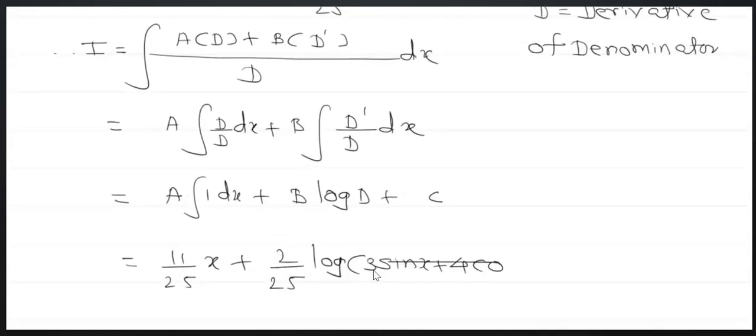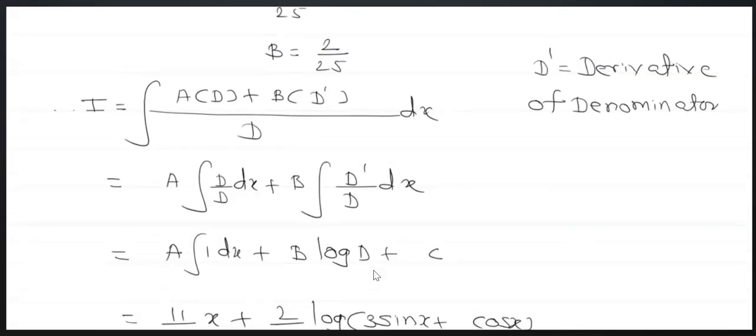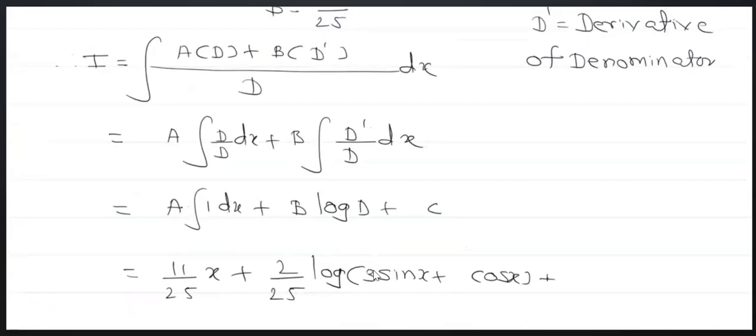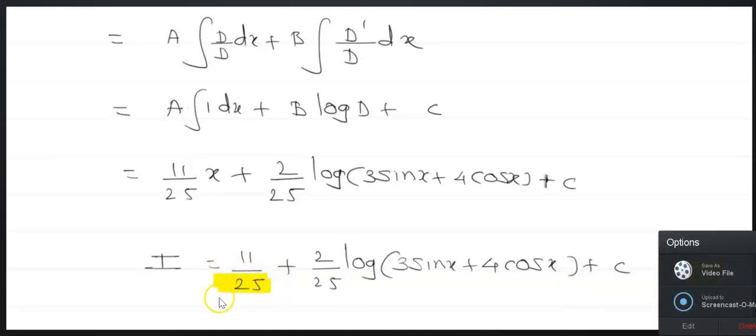The value of d is 3 sin x plus 4 cos x. So the answer is 11 upon 25 x plus 2 upon 25 log of (3 sin x plus 4 cos x) plus c. Now here is a 25; in the textbook it is a different number, but I think that 25 is the correct one.